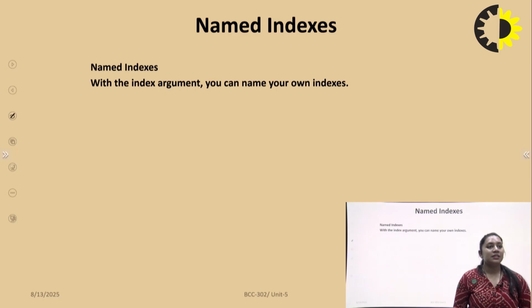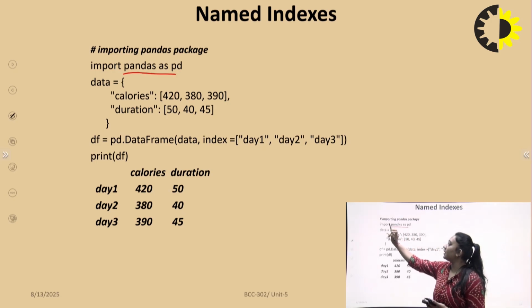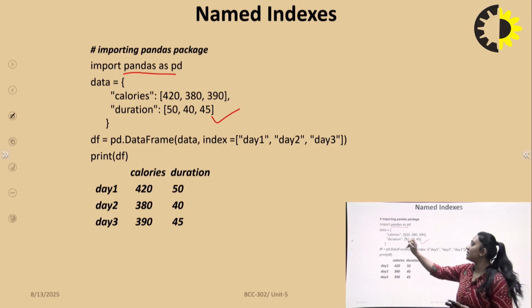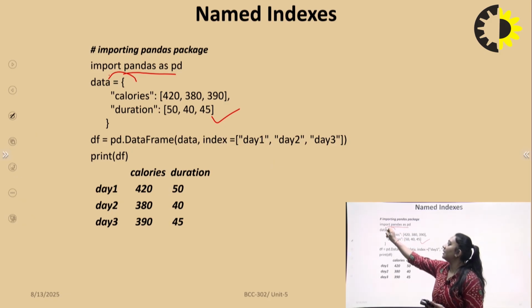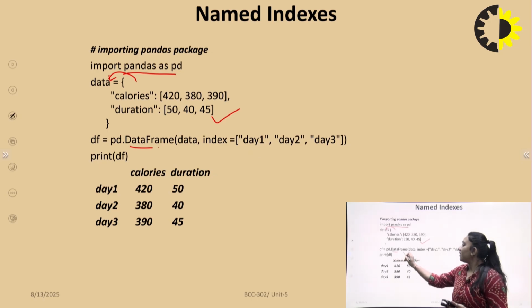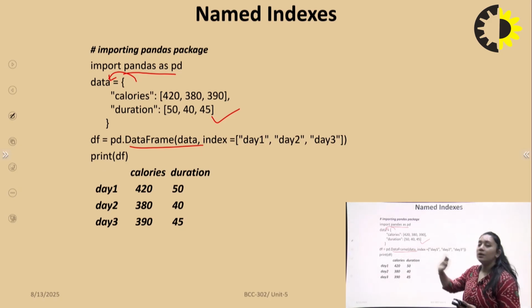Named index: you can name your own index also. For example, import the pandas library, create the dictionary with the help of curly braces, and that dictionary data is stored in the data variable. While using the DataFrame function, the data can be converted into a data frame, right? The dictionary is converted into a data frame.